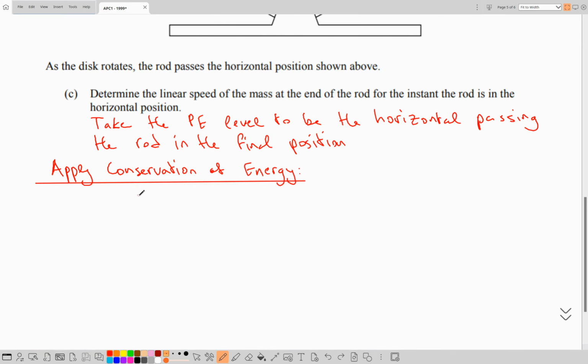So in this case, we have energy initial is equal to energy final. Then kinetic energy initial plus gravitational energy initial is equal to kinetic energy final plus gravitational potential energy final. That would be 0 based on our choice, and the system is released from rest. Now gravitational potential energy initial.